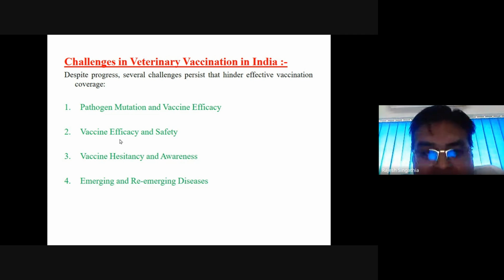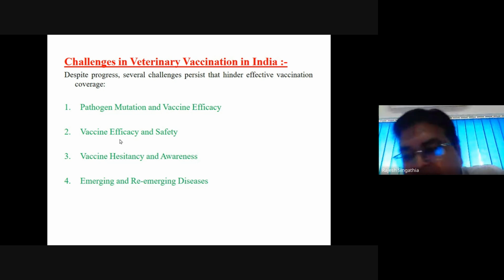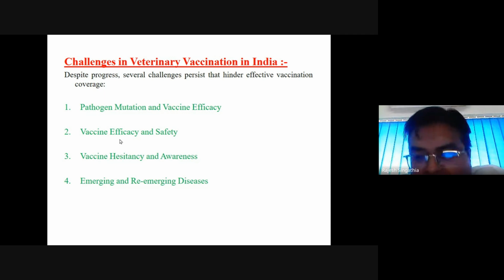Next very important point is vaccine efficacy and safety. We already discussed that a vaccine should be efficacious and it should be safe. So ensuring that vaccines are both safe and effective is crucial. Poor quality vaccine, inadequate storage or improper administration can undermine the vaccine efforts. So regulatory bodies like CDSCO, Central Drug Standard Control Organization, and the ICAR, Indian Council of Agricultural Research, are responsible for overseeing vaccine production and distribution to maintain high standards of quality.